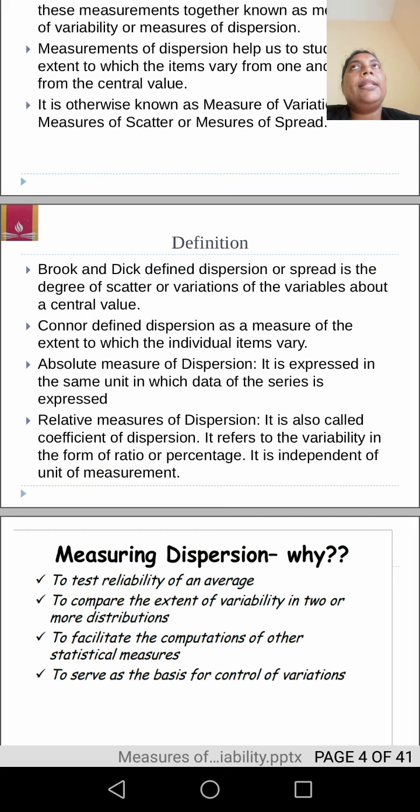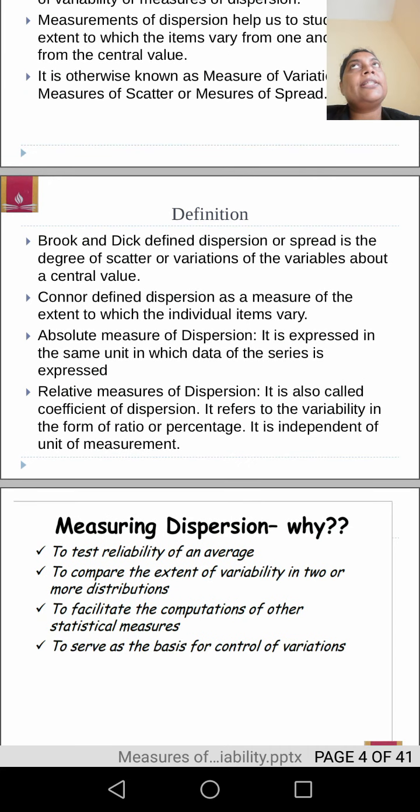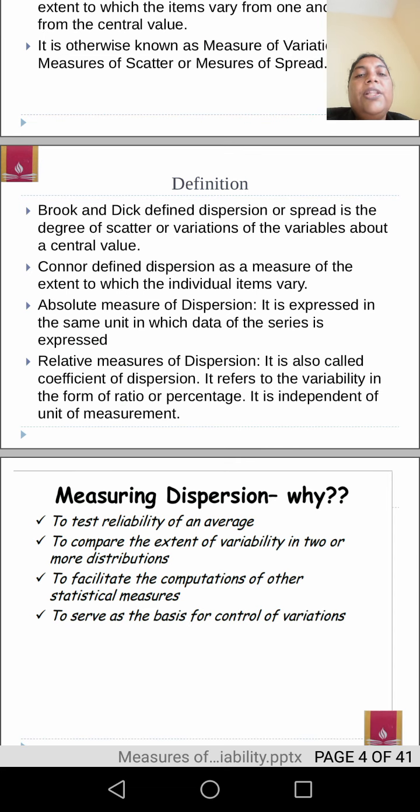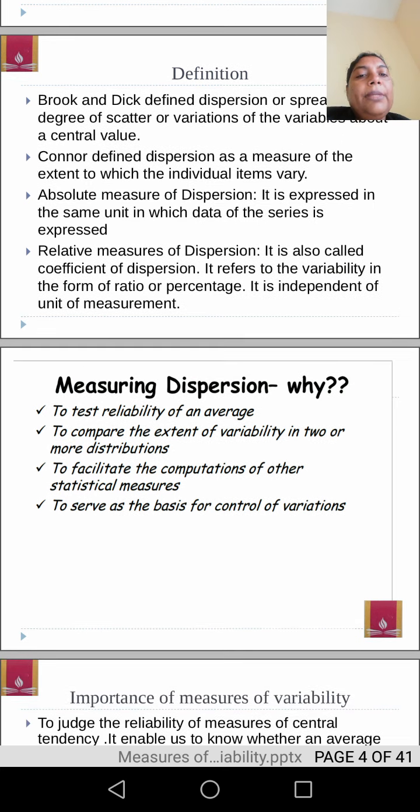So usually there are two types of measures of variation. One is absolute measures of variation, the other one is relative measures of variation. Examples for absolute measures are range, standard deviation, quartile deviation, decile deviation, etc. It is expressed in the same unit in which the data of the series is expressed, whereas relative measures or the coefficient of dispersion refers to the variability in the form of ratio or percentage. It is independent of the unit of measurement.